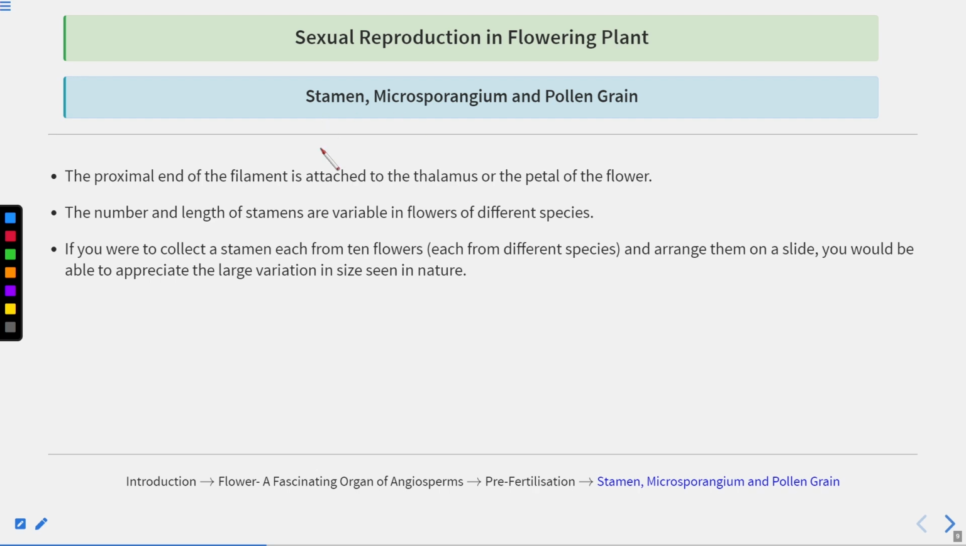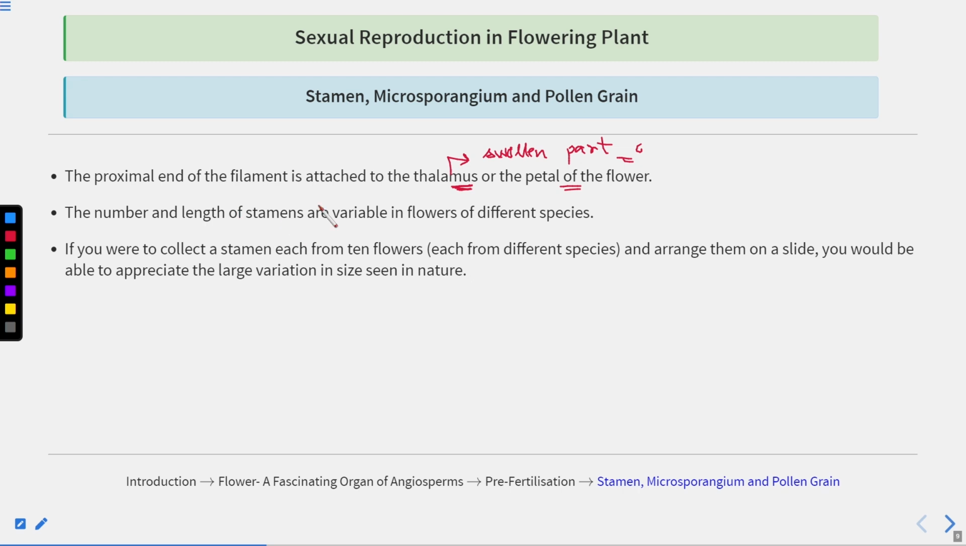Now the proximal end of the filament is attached to the thalamus or the petal of the flower. So what is thalamus? You should know thalamus is the swollen basal part to which the floral parts are attached. The stamen consists of anther as well as the filament, so the filament is attached to the thalamus or the petal of the flower. Thalamus is the swollen part of the pedicel. Clear?